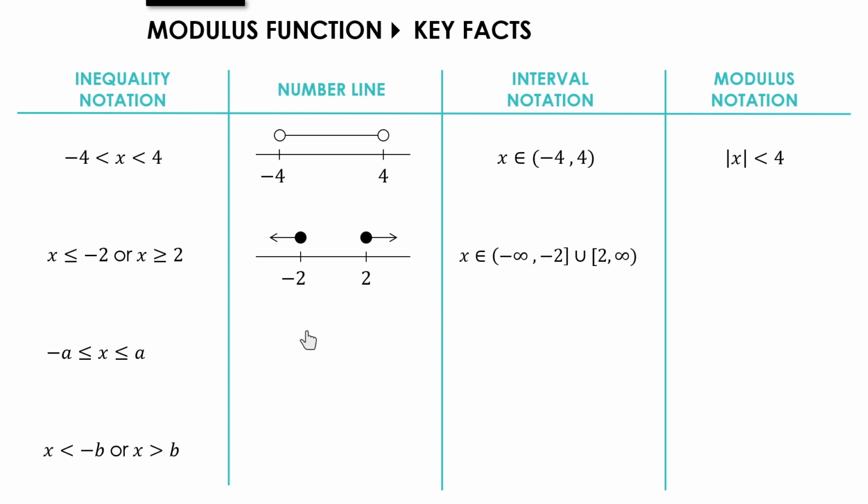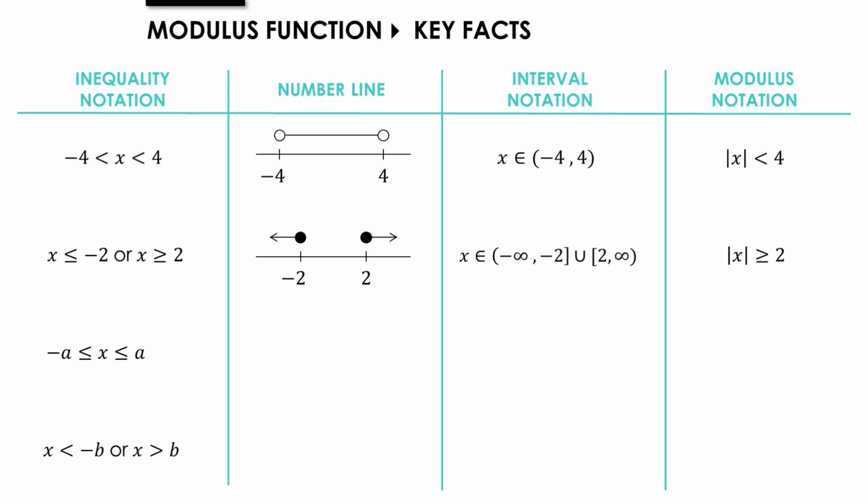Let's now have a think about the modulus notation. If we have a value of x that is bigger than 2, then we take the modulus of it, it's still going to be bigger than 2. If we have a value of x that is less than minus 2, then when we take the modulus of that number, it will make it positive, and it will have to be bigger than 2. So we can write our modulus notation as mod of x is bigger than or equal to 2.